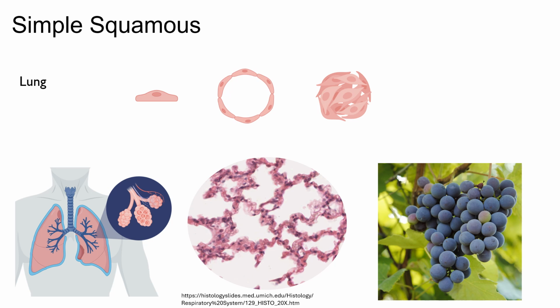Simple squamous is the first official tissue that we're going to look at for epithelial. As its name suggests, because it has two names, the cells are egg-shaped, squamous, and there is only one layer of these cells. Simple, right?